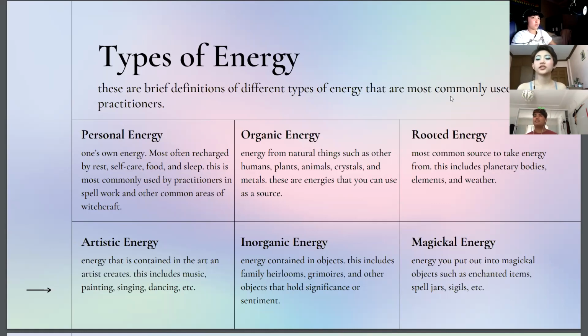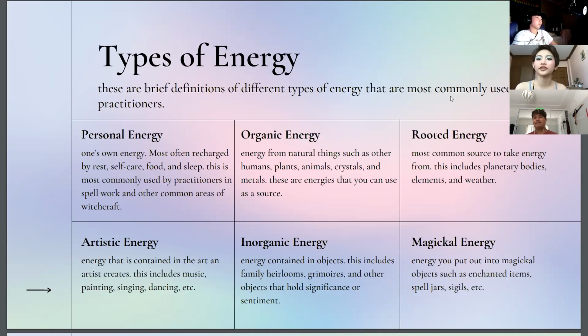This is the most common source. It includes planetary bodies, elements, and weather. So, for example, when casting a circle, you will call for help from the elements and the spirit. Lunar witches will use the moon to draw energy from it in their spell work. Moon bathing, for enchanting items or for cleansing crystals, is also using energy from rooted energy.